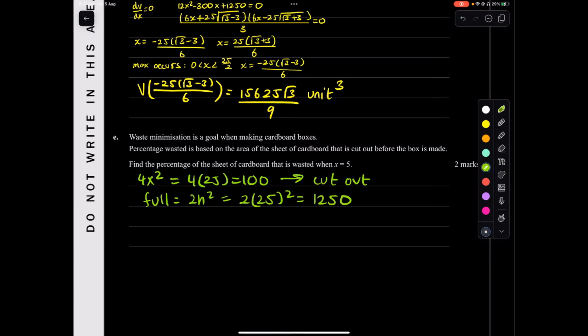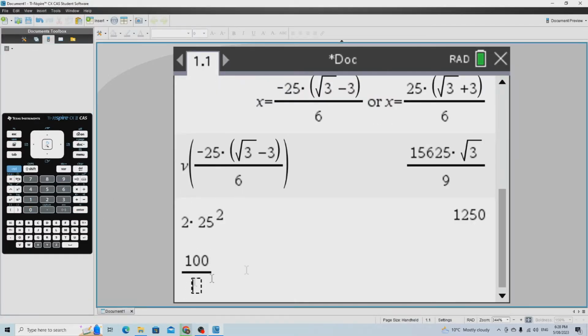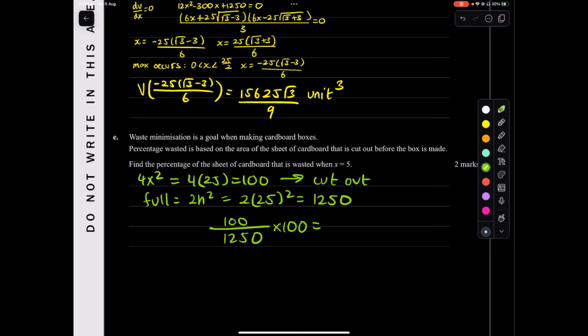So your percentage is 100 all over 1,250 times 100. I hope that's right. Is that the answer? Put this over here, multiply it by 100. 8%. So 8%, is that right? Percentage waste is based on the area of the sheet of cardboard that is cut out before the box is made.